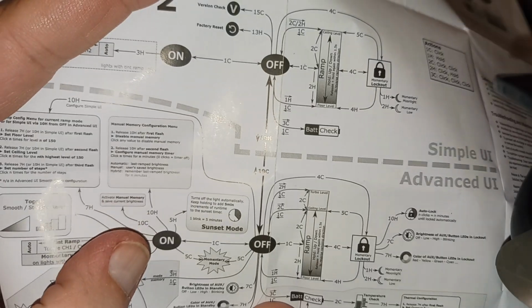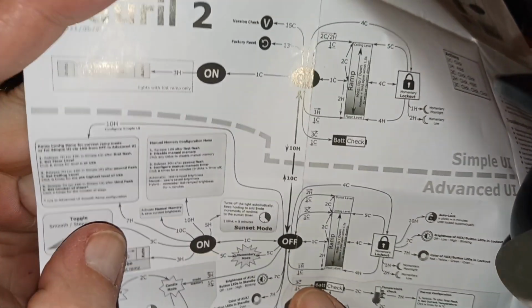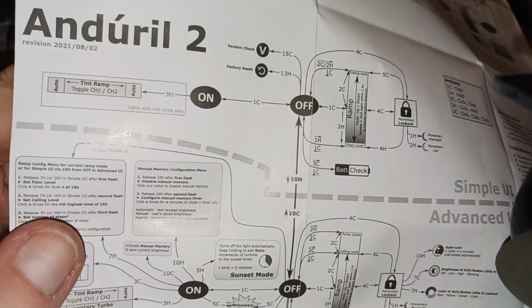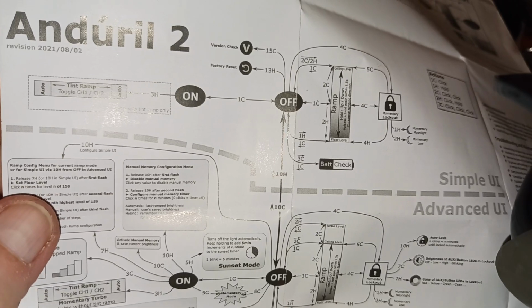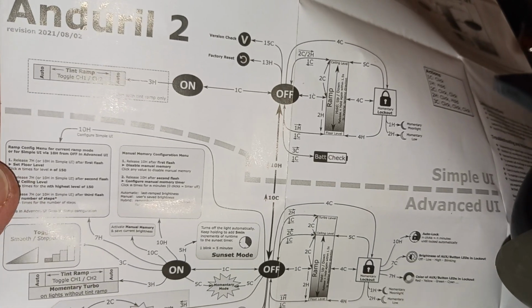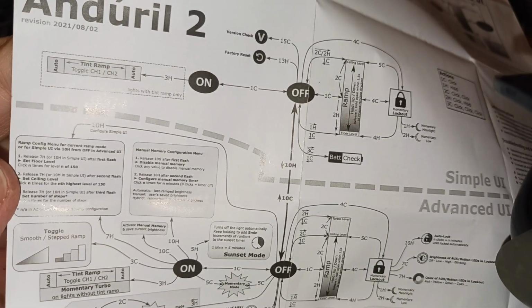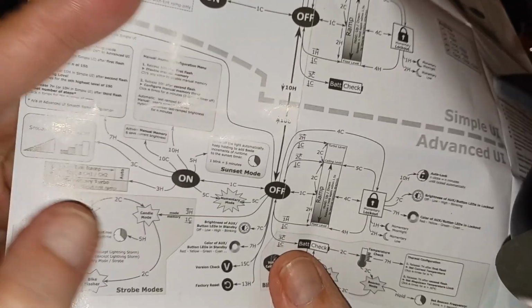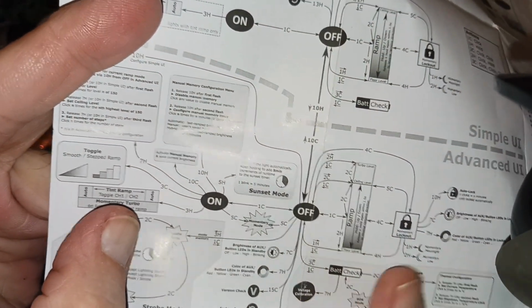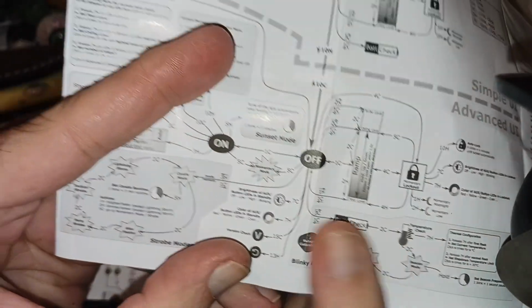10 and hold, like I said, configures this. We're not going to go through the 10. 7 and hold gets into the ramp configuration menu, where you can set the floor level and all that. I'm not going to go through that, but if you want to, you can.